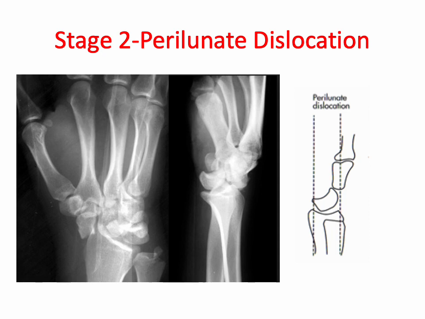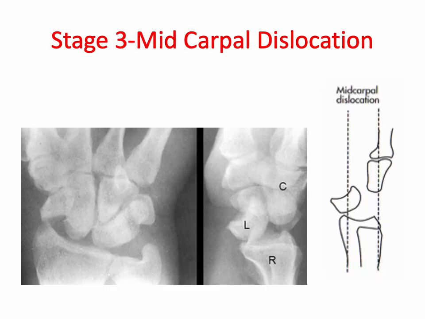Perilunate dislocation is where you have the capitate dislocated dorsally and the lunate retains its normal articulation with the radius. So we can see here on the schematic the radius, the lunate with the capitate displaced dorsally. And that's what we're seeing here: radius, lunate with the capitate dislocated dorsally.